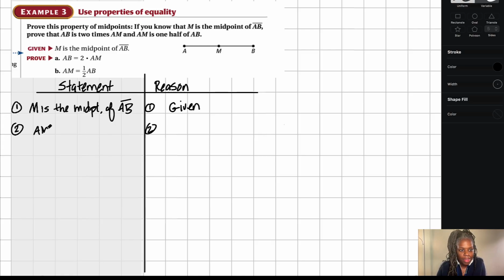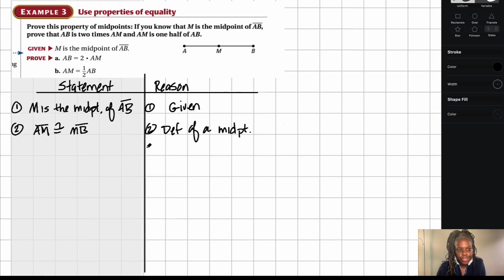Do y'all remember why that would be? AM is congruent to segment MB. I'm hoping you guys know, right? When we have a midpoint, the midpoint creates 2 congruent segments. So this is by definition of a midpoint.